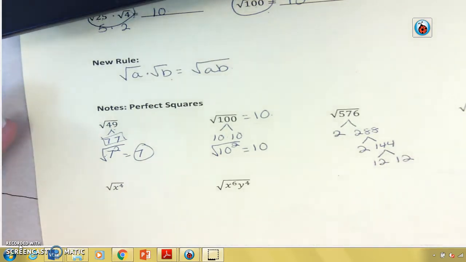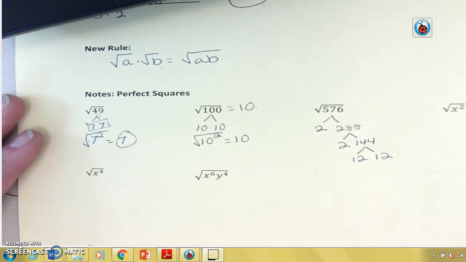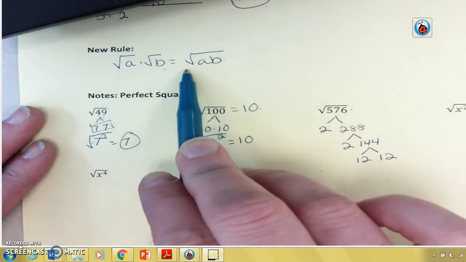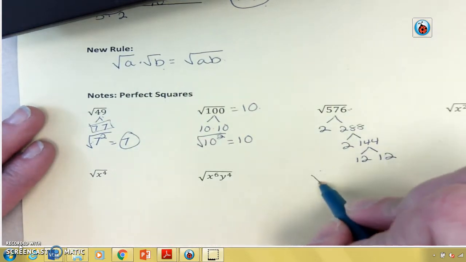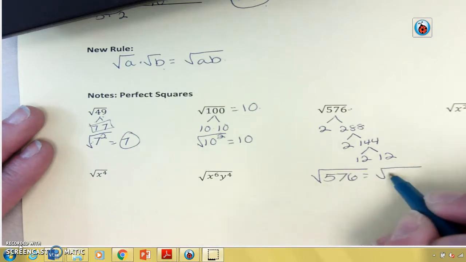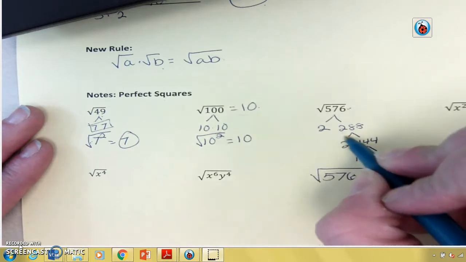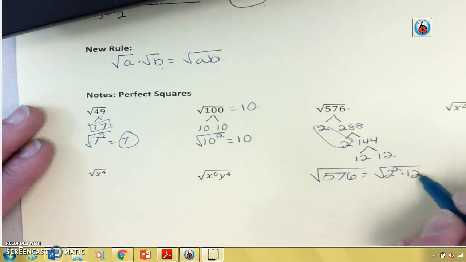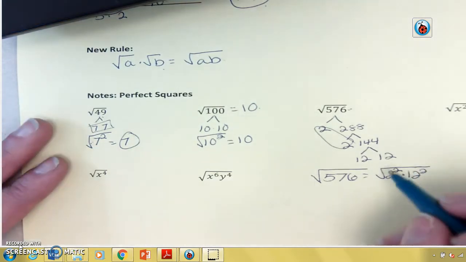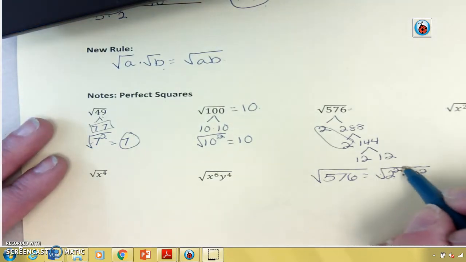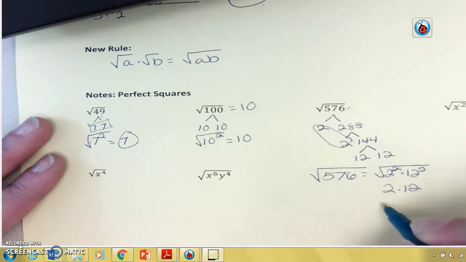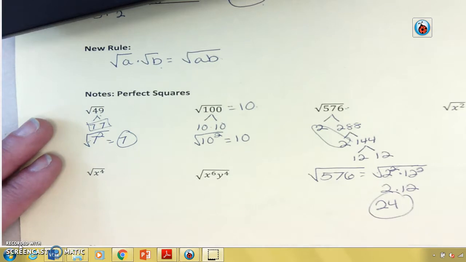Now right here, if I look at this, I actually see two groups. If I'm going to split this up and think back to up here, I could say that the square root of 576 is the same thing as the square root of 2 squared, I got that right there, times 12 squared. Now, those squares and square roots cancel each other out, so I'm left with 2 times 12, so the answer is 24.